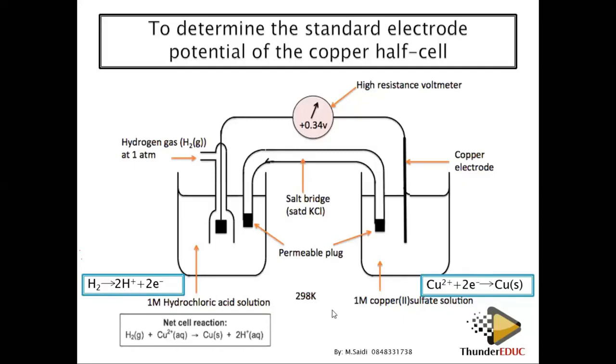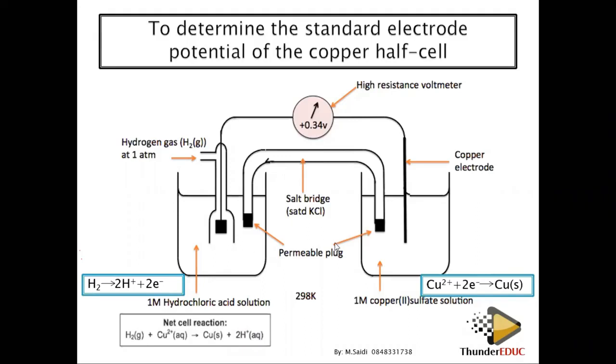So how do I write the cell notation? This is the net cell reaction. This is the half cell reaction. And then this is the half cell reaction for copper. This is the full reaction when I combine them. What about the cell notation? How do I represent this in the form of an equation?